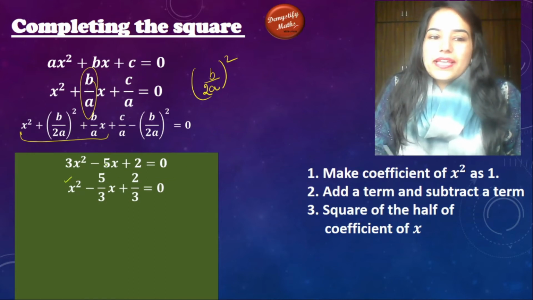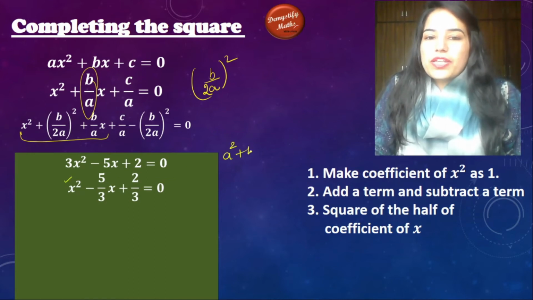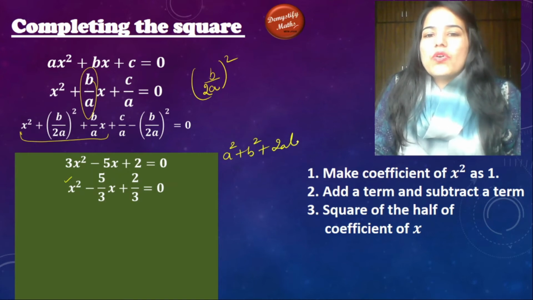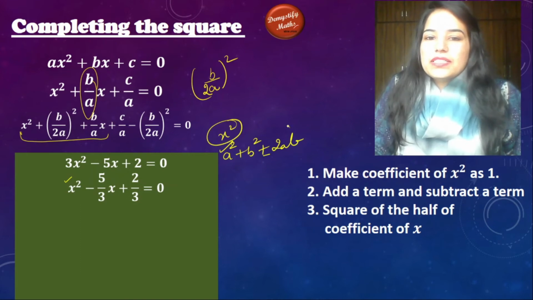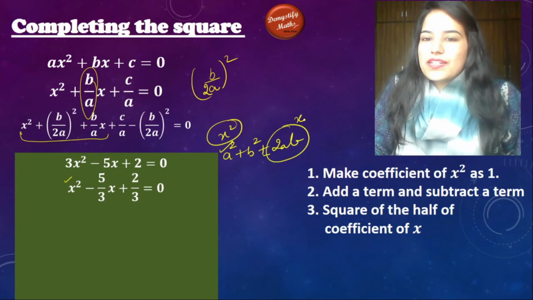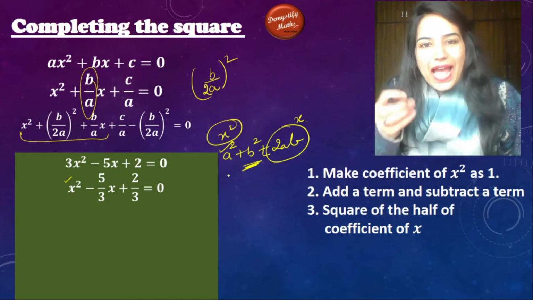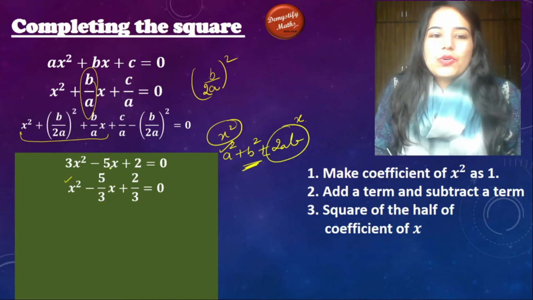Now this is our a² term. We are looking for a² + b² + 2ab or − 2ab. Now this x² will always be given because there is an x term. This is what we add on our own. How do we find that?